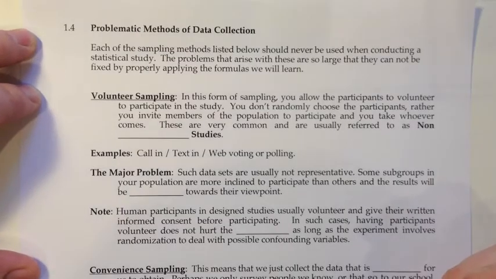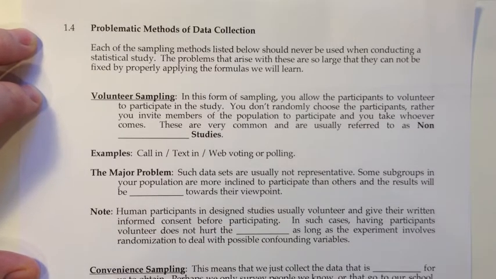Section 1.4, Problematic Methods of Data Collection. In the previous section, we talked about methods that should be used to collect data, and we said that ideally you should be collecting your data using a simple random sample. And then we also gave some alternative methods like stratified sample, systematic sampling, and cluster sampling that are considered acceptable.